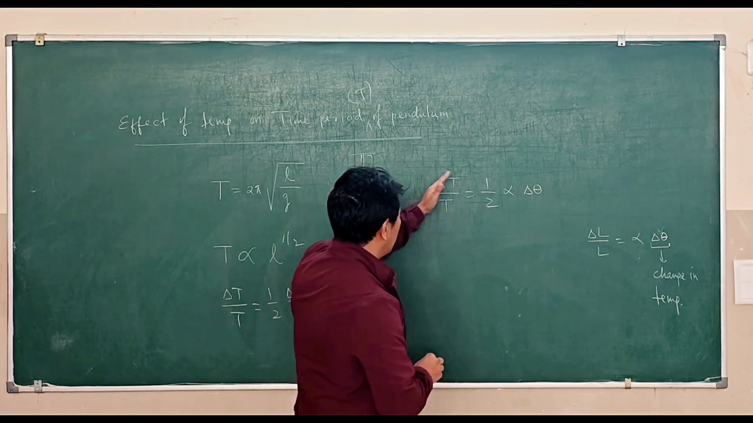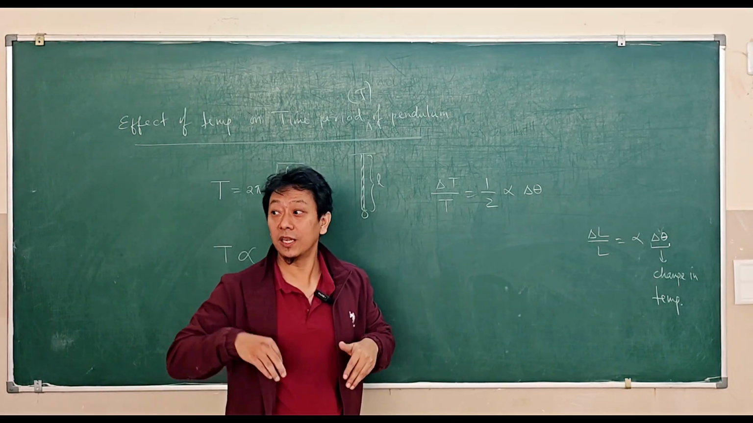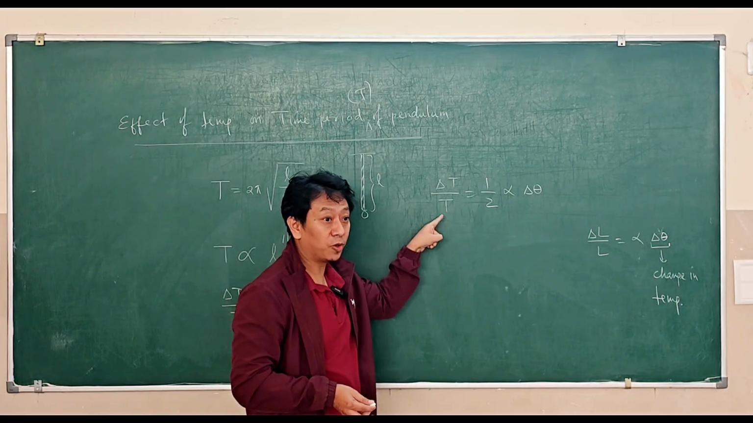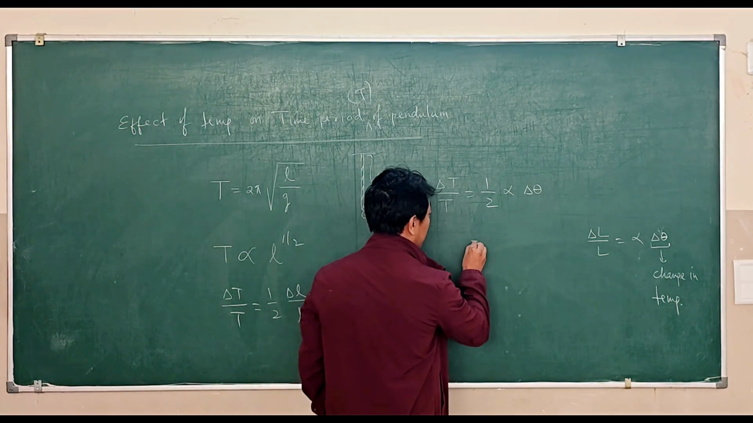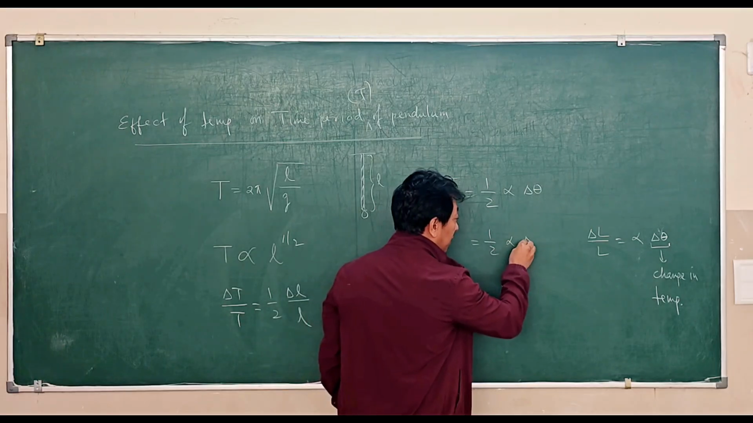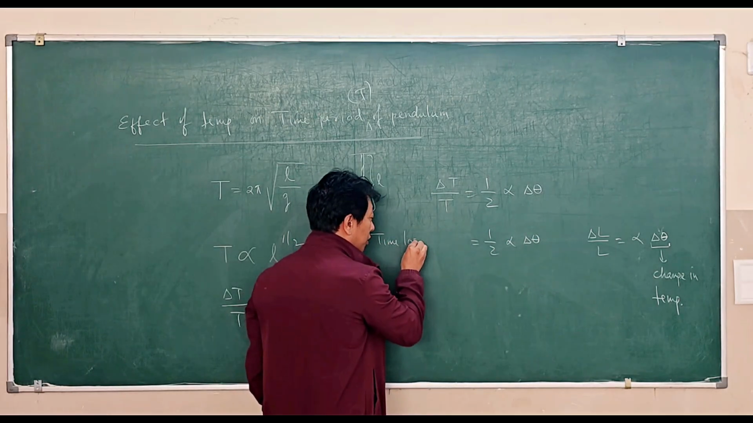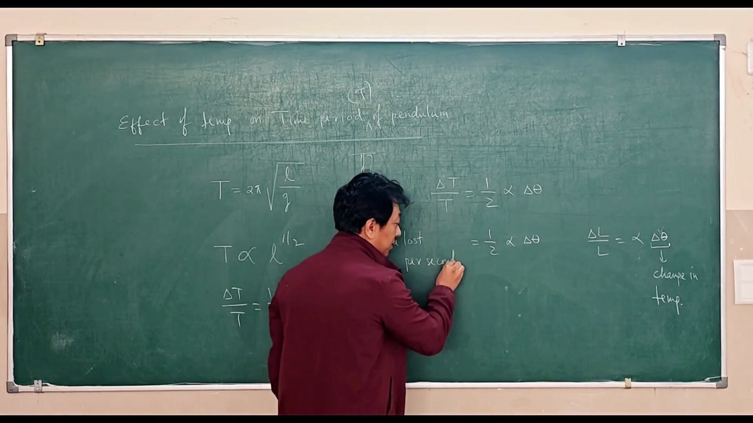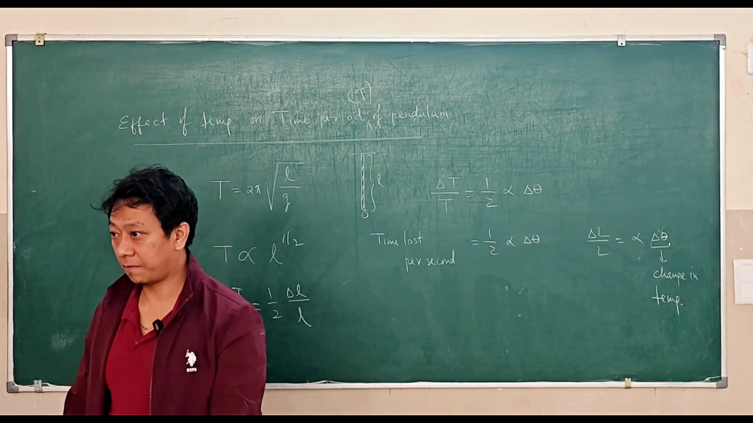So this formula is for time lost if temperature increases, per second, because you are dividing by time period again. So this is half alpha delta theta. What is it, guys? Time lost per second. Every second, how much time you lost.